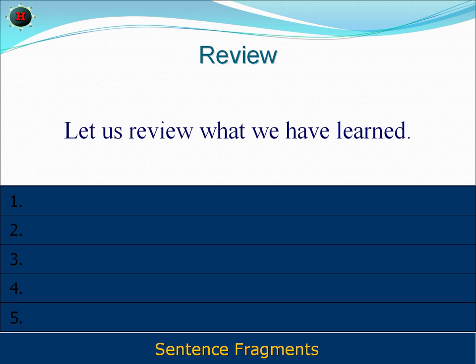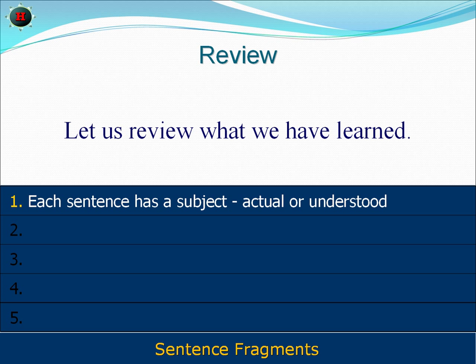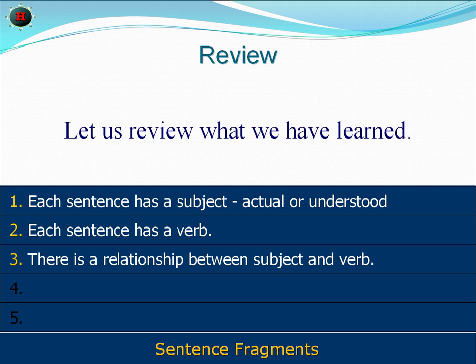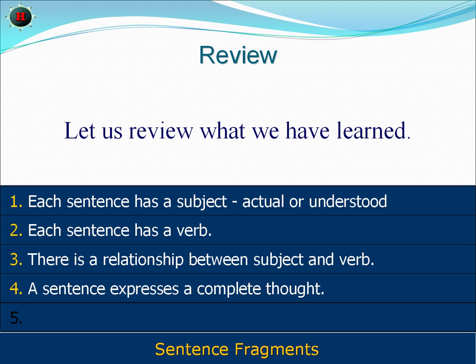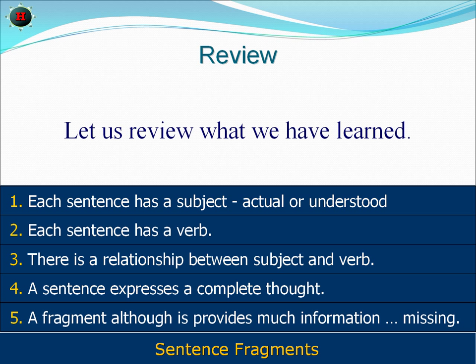Let us review what we have learned. Each sentence has a subject, actual or understood. Each sentence has a verb. There is a relationship between subject and verb in a sentence. A sentence expresses a complete thought. A fragment, although it may provide much information, has something missing.